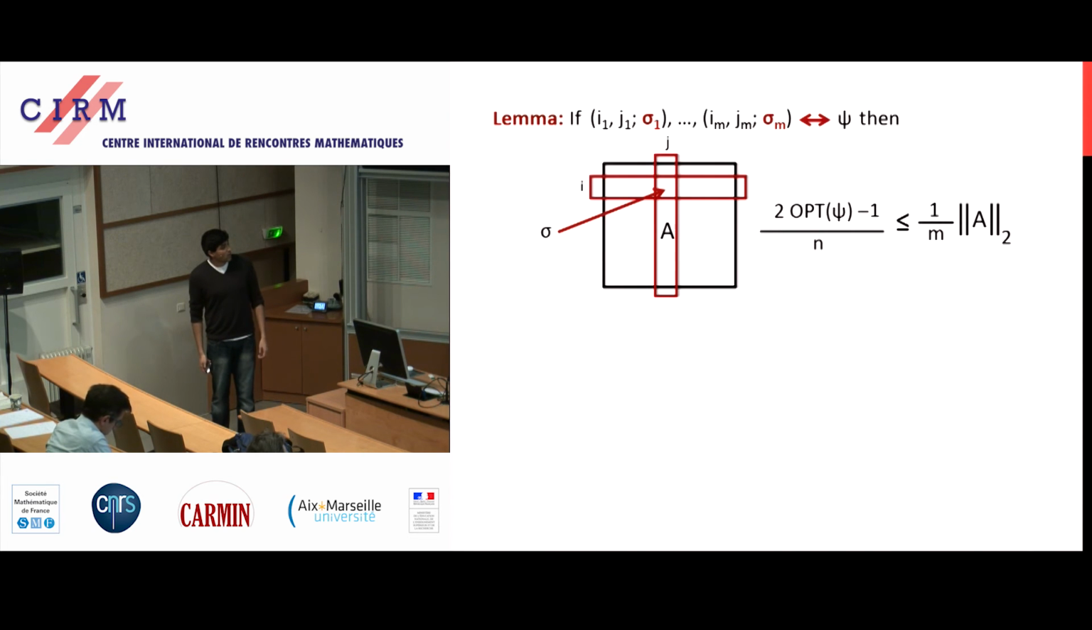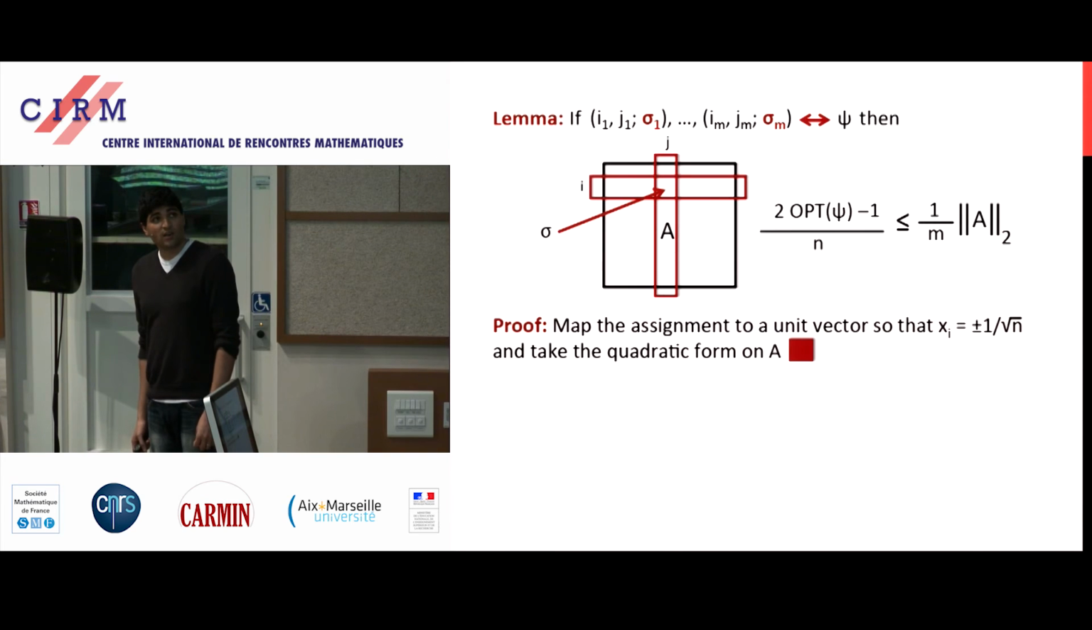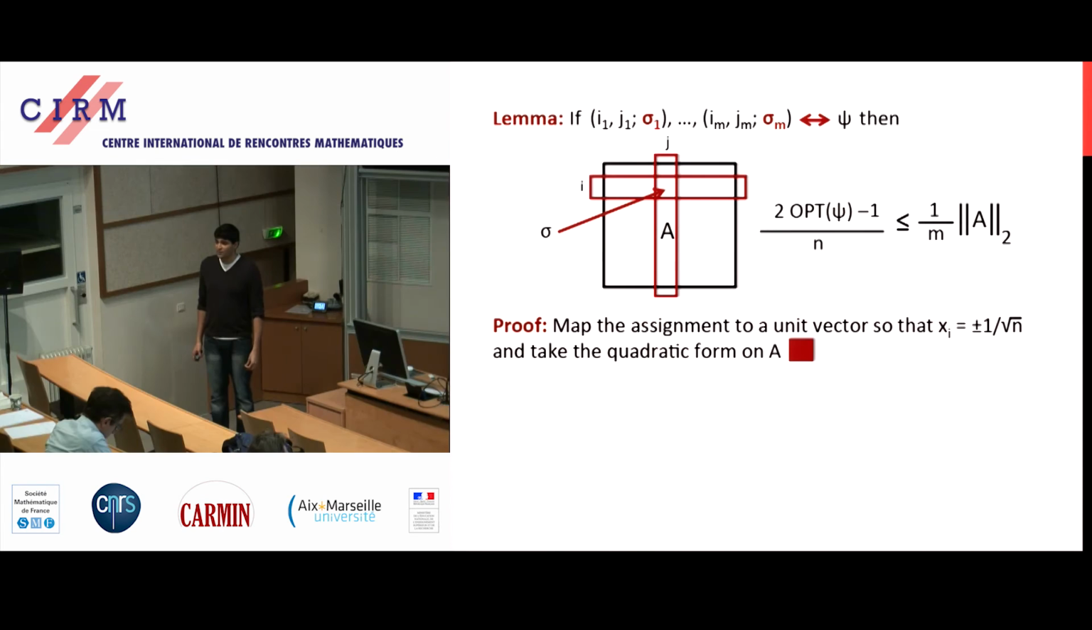One way to think about this: imagine opt of psi was 1. Then the left-hand side would be 2 minus 1 over n, which is 1 over n. What I'm really saying is that if it's perfectly satisfiable, I better be able to create a quadratic form on A that's large, and that proves a lower bound for its operator norm. All I would do is take my satisfying assignment and map it to a vector: if the variable was plus 1, I'd map it to an entry with plus 1 over root n, and if it was minus 1, I'd map it to minus 1 over root n. The root n is just to normalize it to a unit vector.